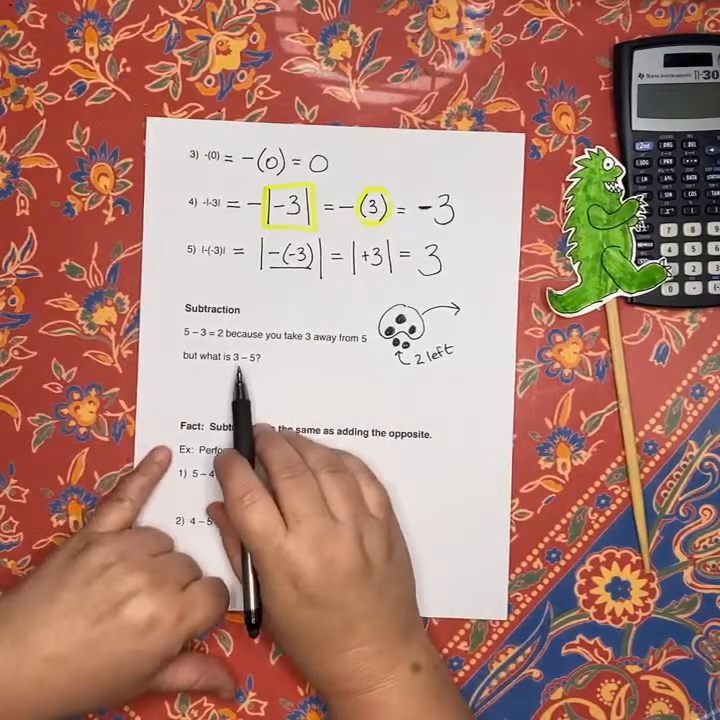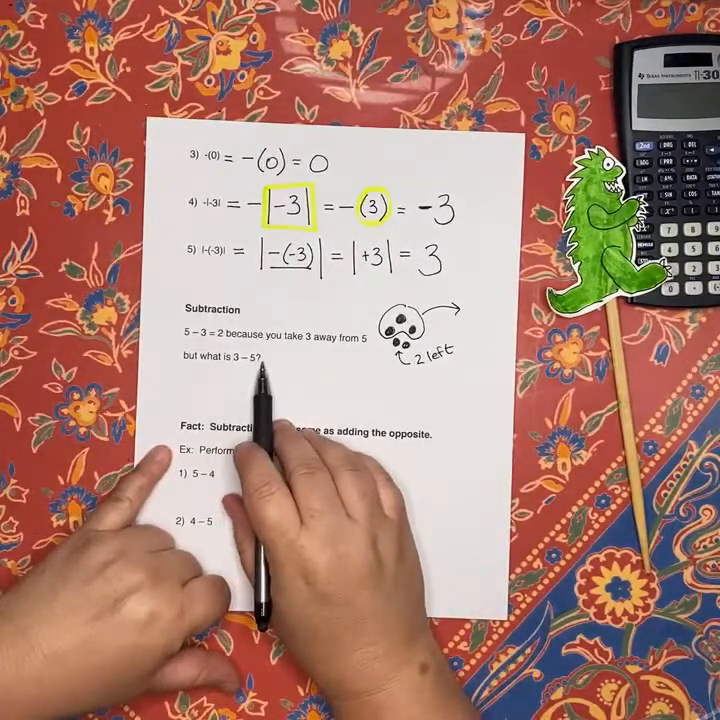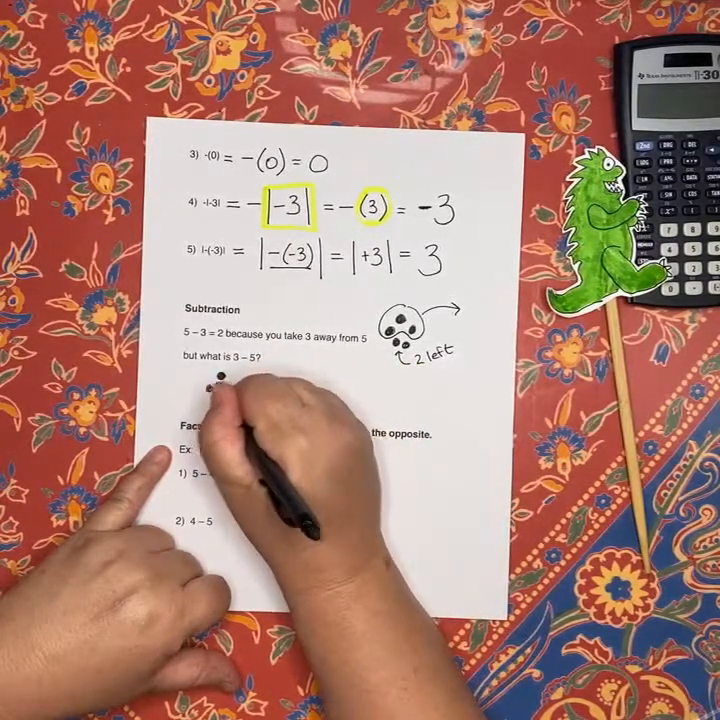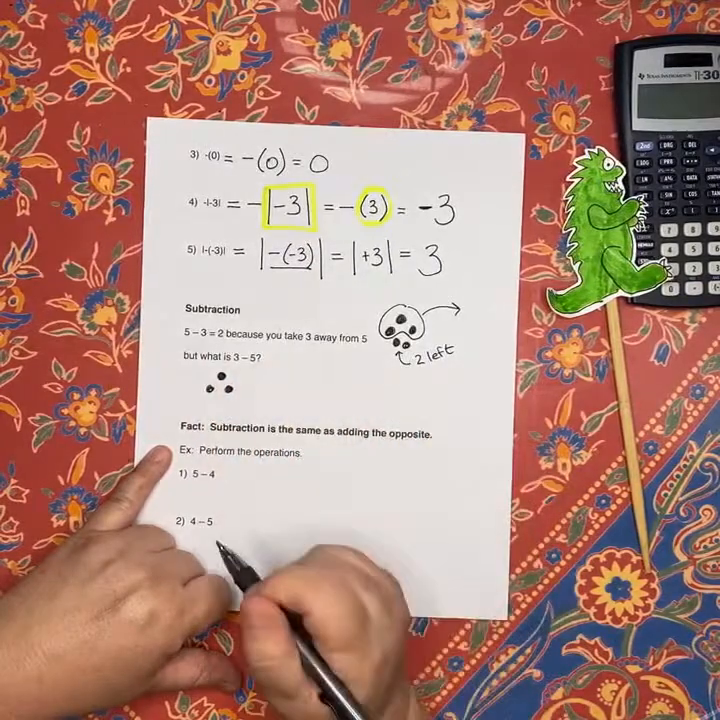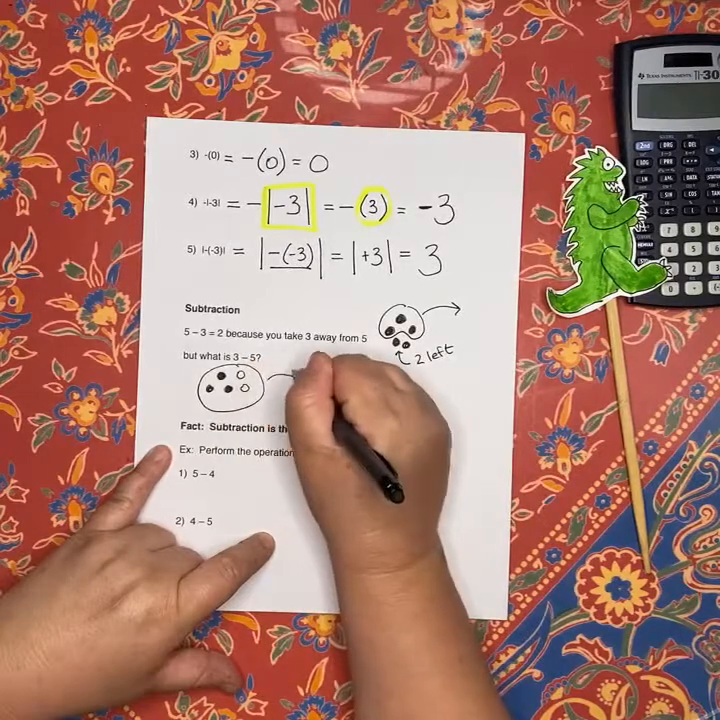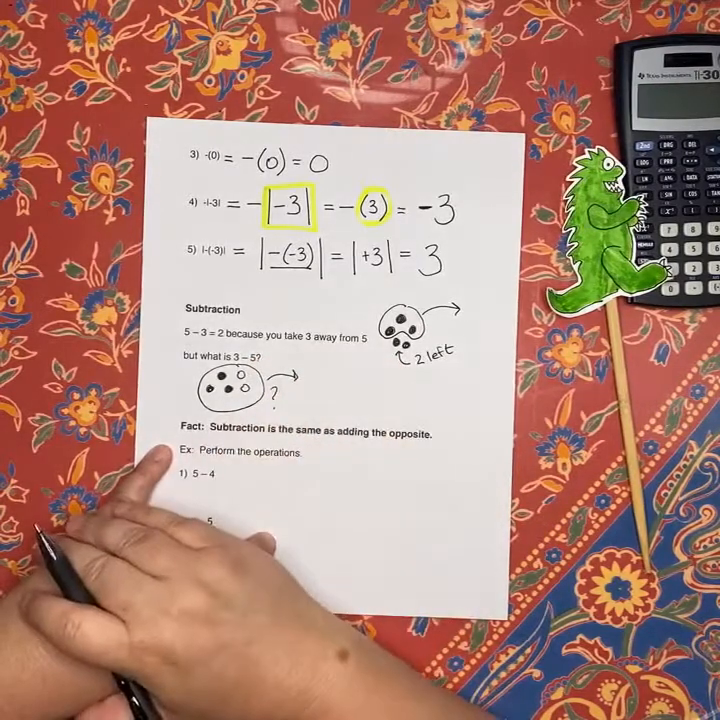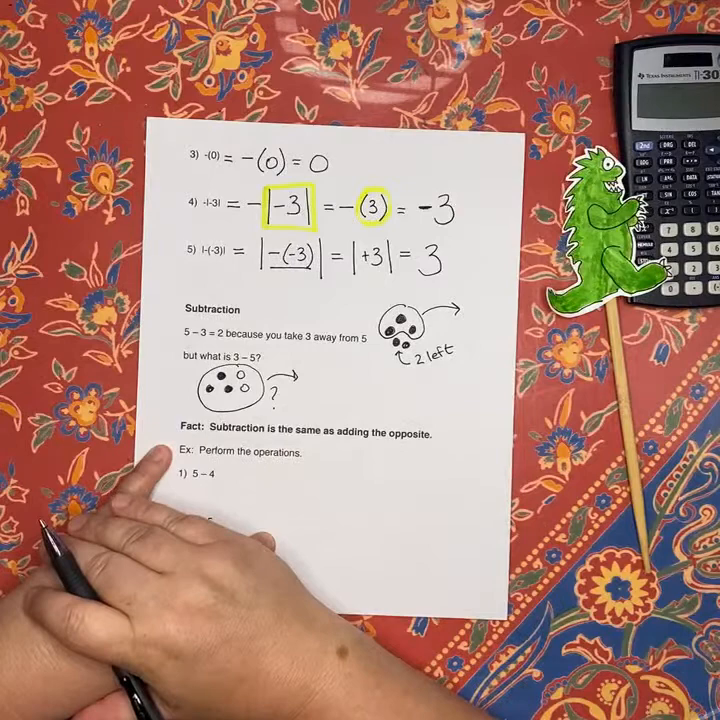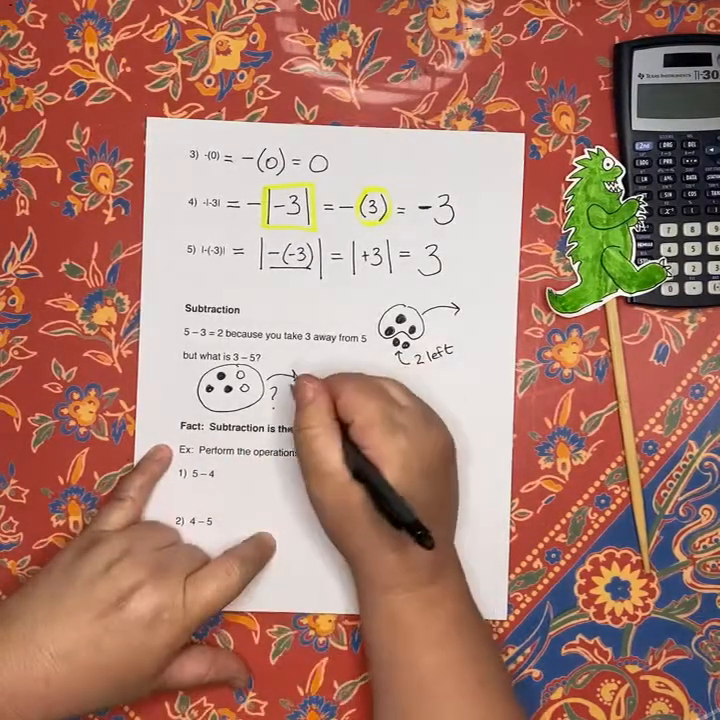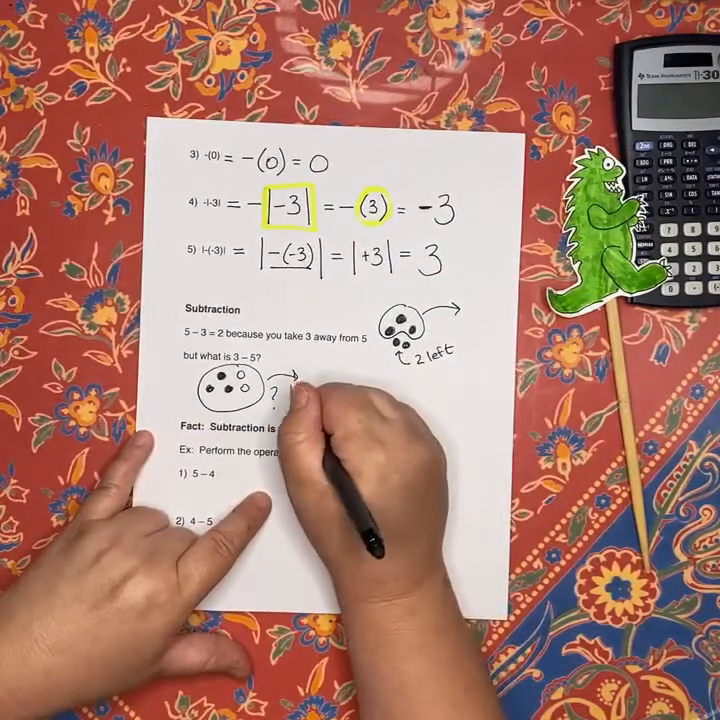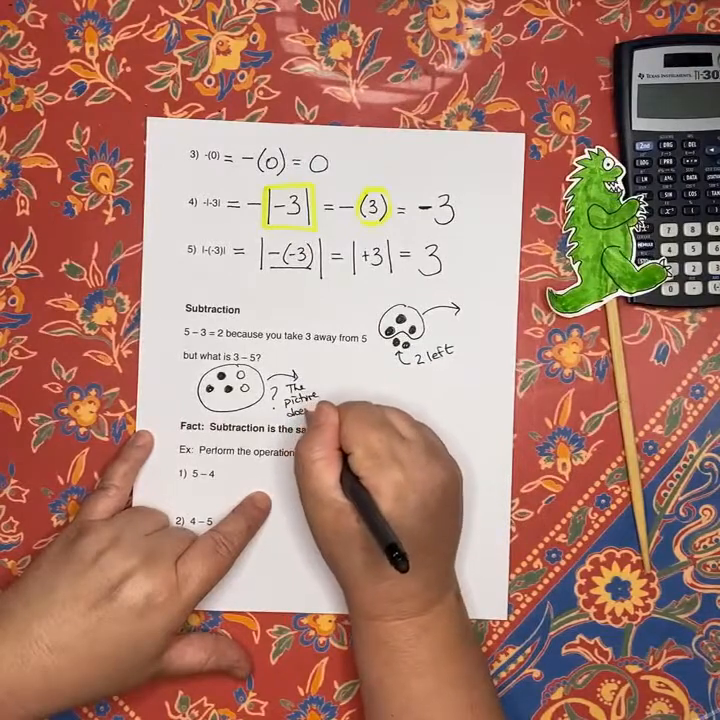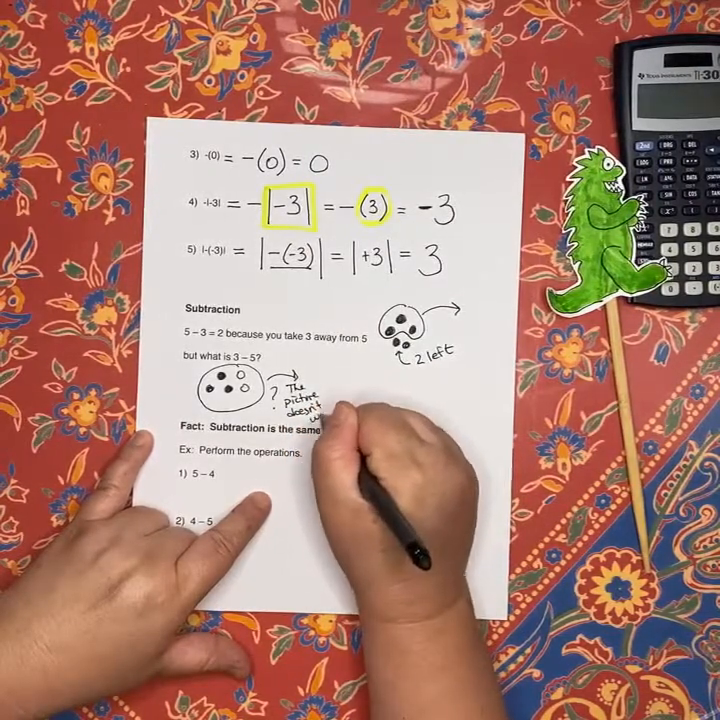But what is 3 minus 5? In other words, if I try to draw a picture of this, I've got 3, and then I try to take 5. It doesn't really make sense. It's hard to draw a picture of it. However, the picture doesn't work. I'm going to write: the picture doesn't work.